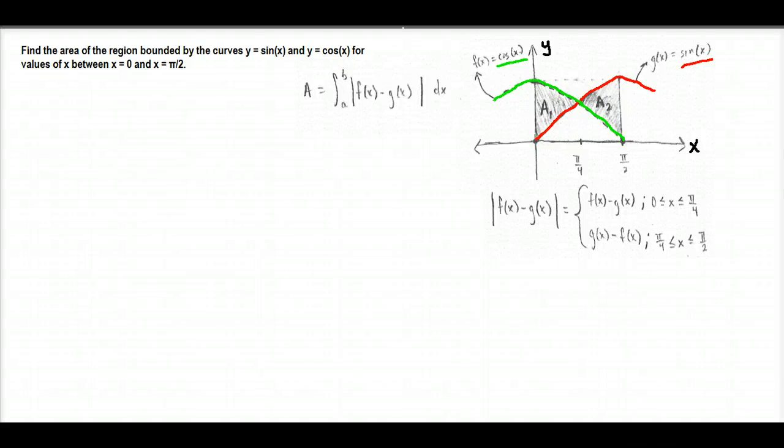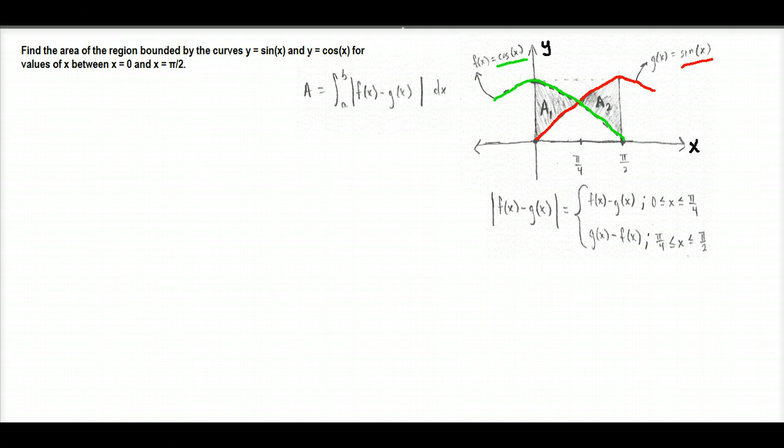Welcome everyone. What we're going to do now is an example of applications of integration where we find the area bound between two different curves. And so if we look at the problem here, it says to find the area of the region bounded by the curves sine x and cosine x for values of x in between x equals 0 and x equals pi divided by 2.